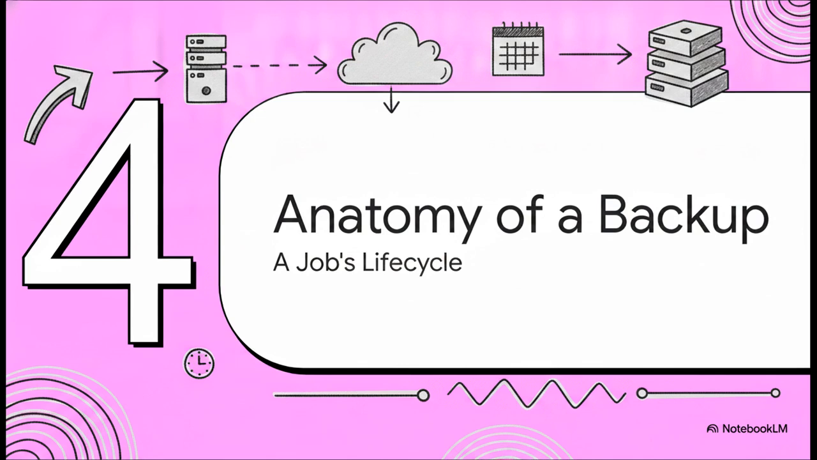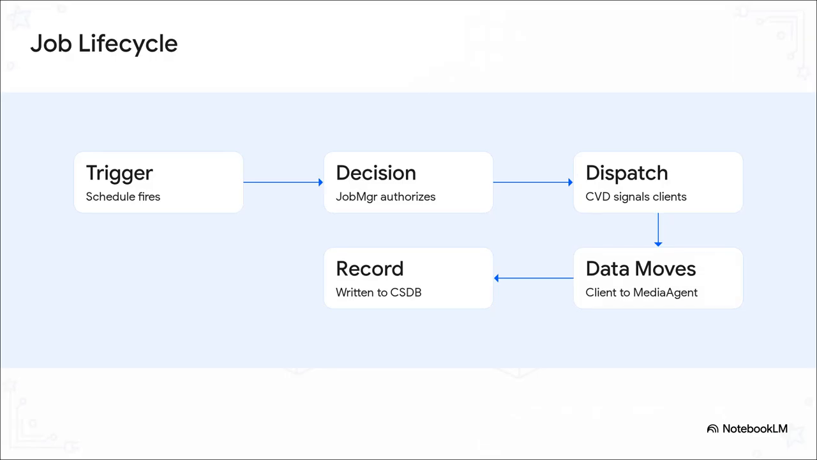Let's put this into action with Section 4, the anatomy of a backup job. Let's actually follow a backup request right through the brain in 5 easy steps. Step 1, the trigger. A schedule fires off and lands right on the job manager's desk. Step 2, the decision. The job manager checks the game plan, looks at the targets and resources, and gives the green light to authorize the job.